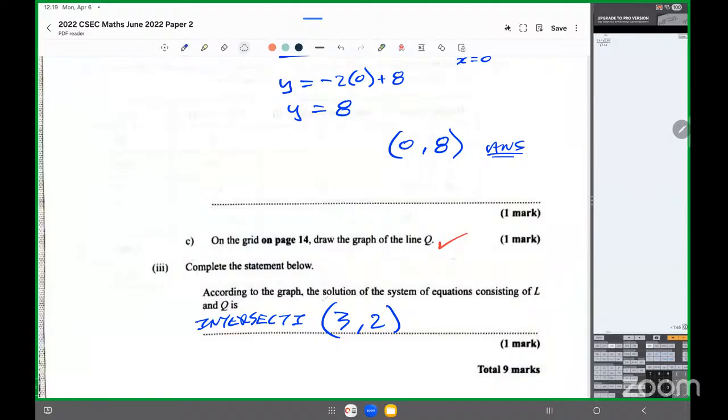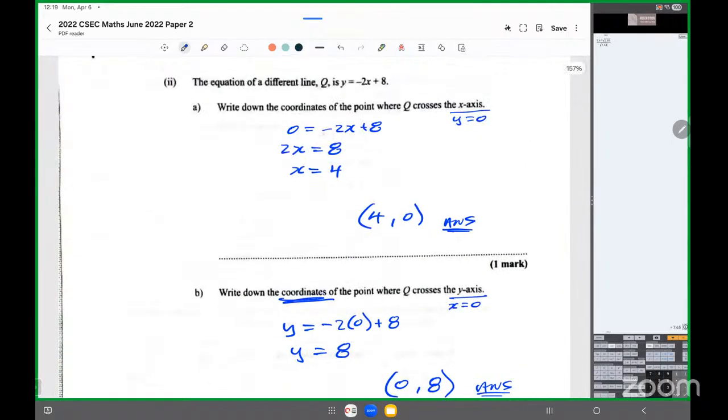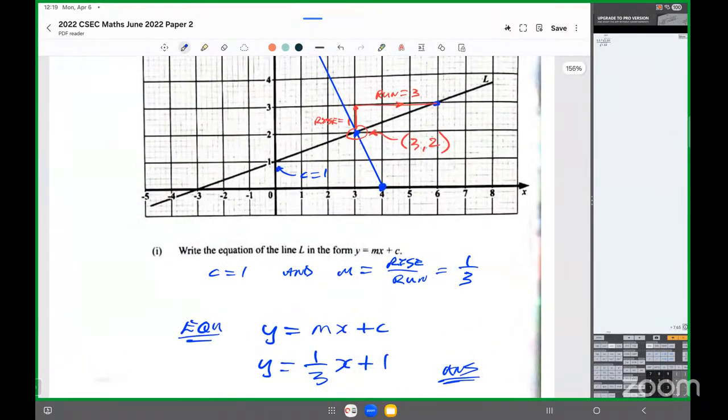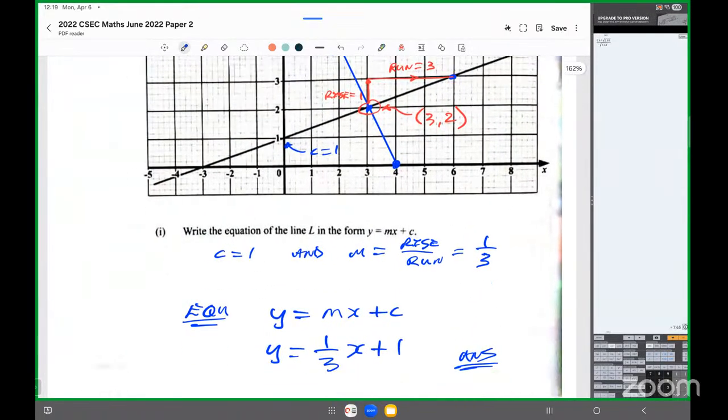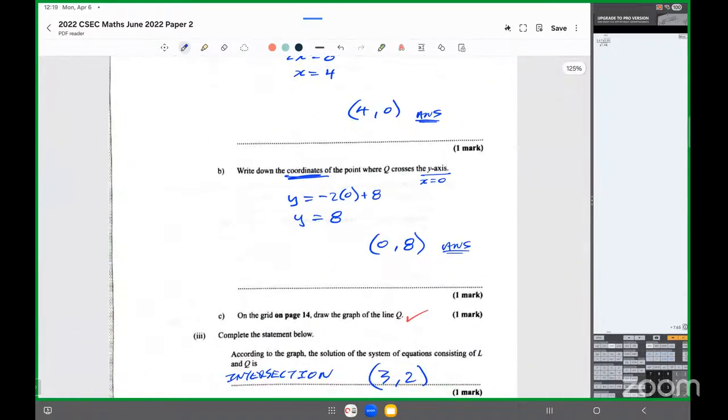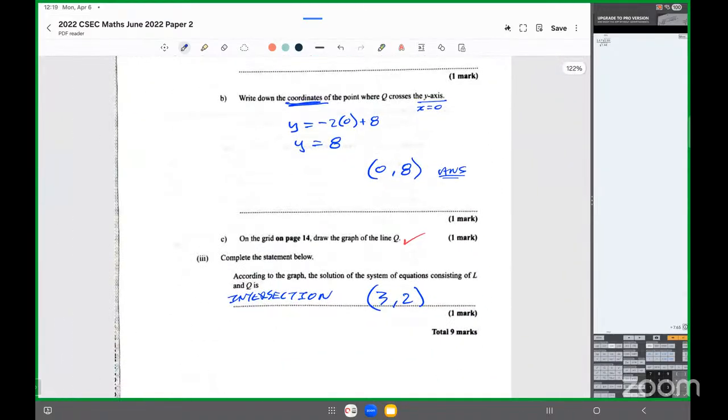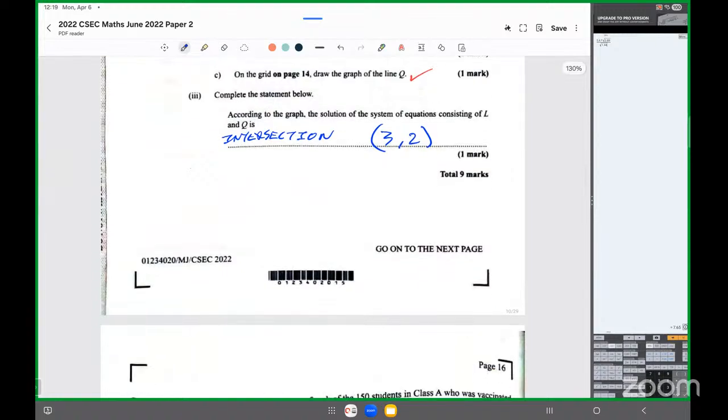Intersection 3, 2. So that's the solution. It's the point of intersection of the two lines, 3, 2 right here. Right? That question is done. Very good? All right, let's continue.